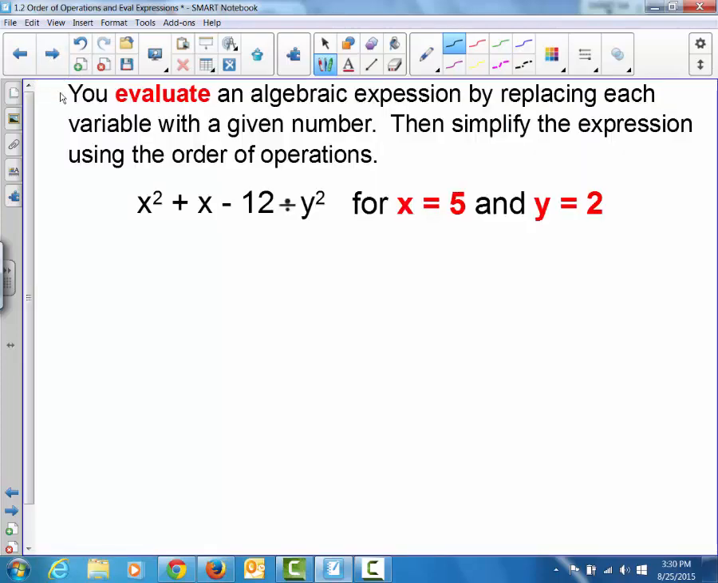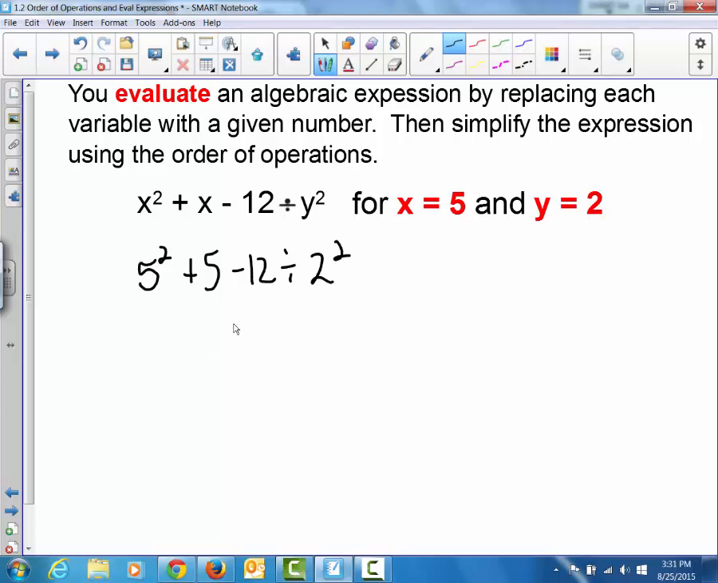Okay, you evaluate an algebraic expression by replacing each variable with a given number. Then you simplify it just like you normally would, okay? That means that if I tell you that x is equal to 5, then wherever you see an x, you're going to put a 5. So we put a 5 here, squared, plus x is there, so we put a 5, minus 12 divided by, and we've got a y here, and we say that y is equal to 2, squared.